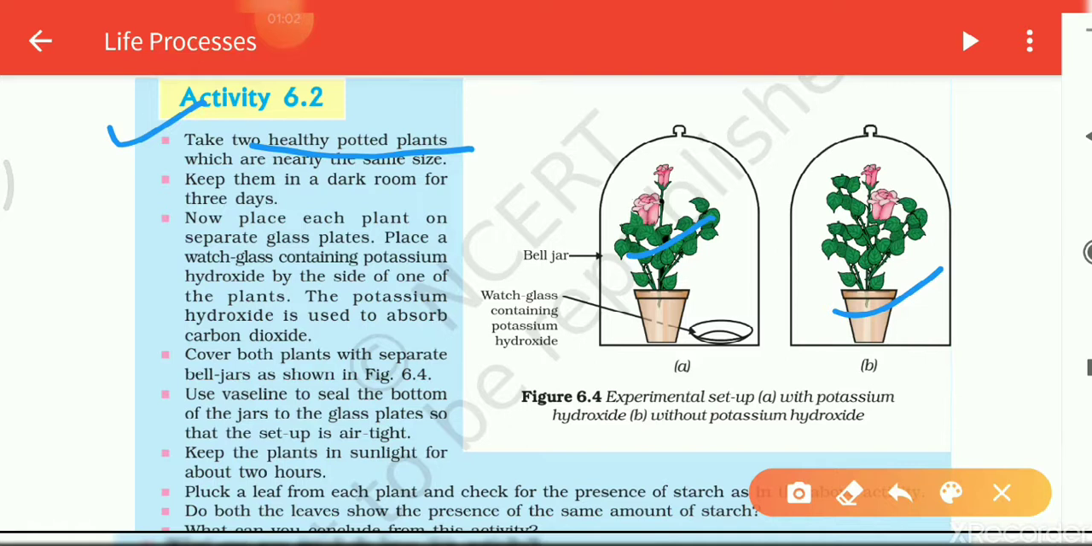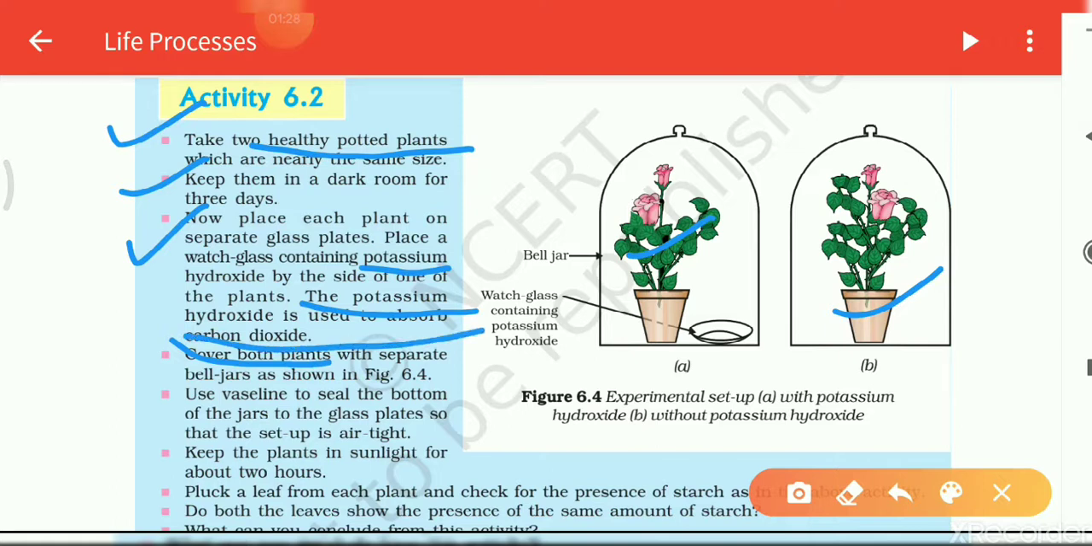In the second point, I have already explained. Now third point: place each plant on a separate glass plate. Place a watch glass containing potassium hydroxide by the side of one of the plants. The potassium hydroxide is used to absorb the carbon dioxide. The function is also given here.